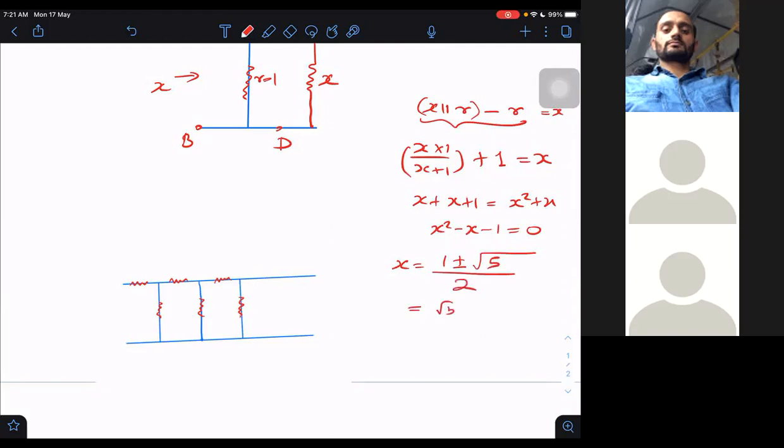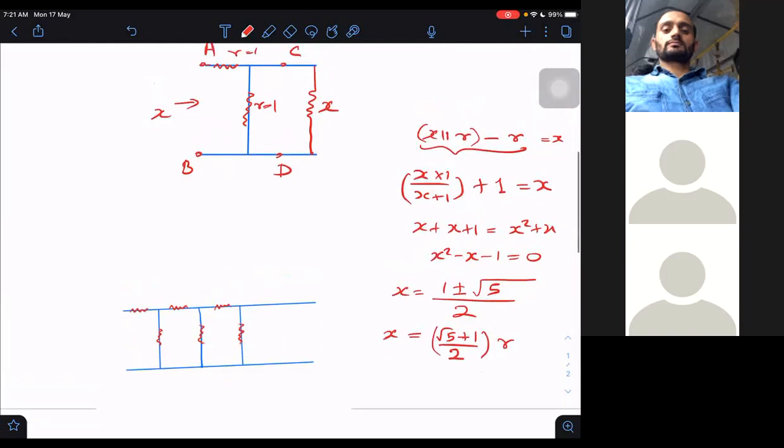Now, the negative part we have to ignore because resistance cannot be negative. Resistance has to be positive only. So it is root 5 plus 1 over 2. So what is the answer then? Just multiply by that R which we had removed in the beginning. We have taken R to be 1, but it is actually R. So at last we can multiply back by R and get the answer.